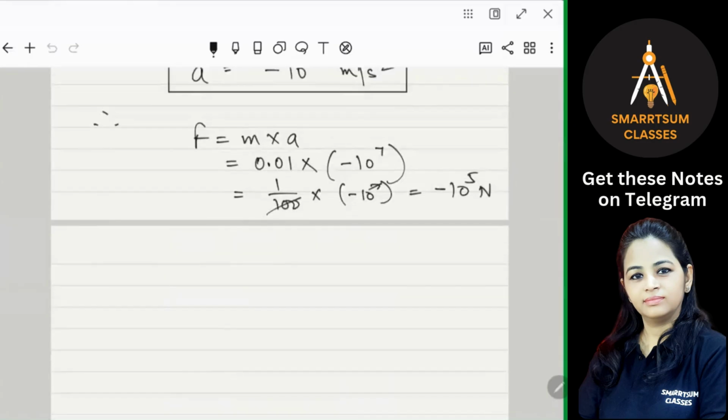Okay. So what will be the force? It is minus 10 to the power 5 Newton. This negative is the resistive force exerted by the sand on the bullet, right? And this negative sign shows that the force is against the direction of the motion.